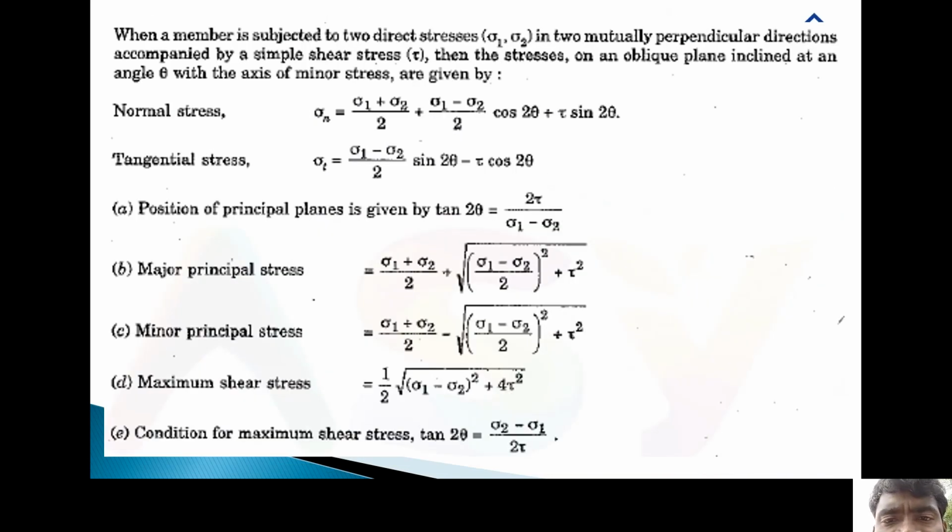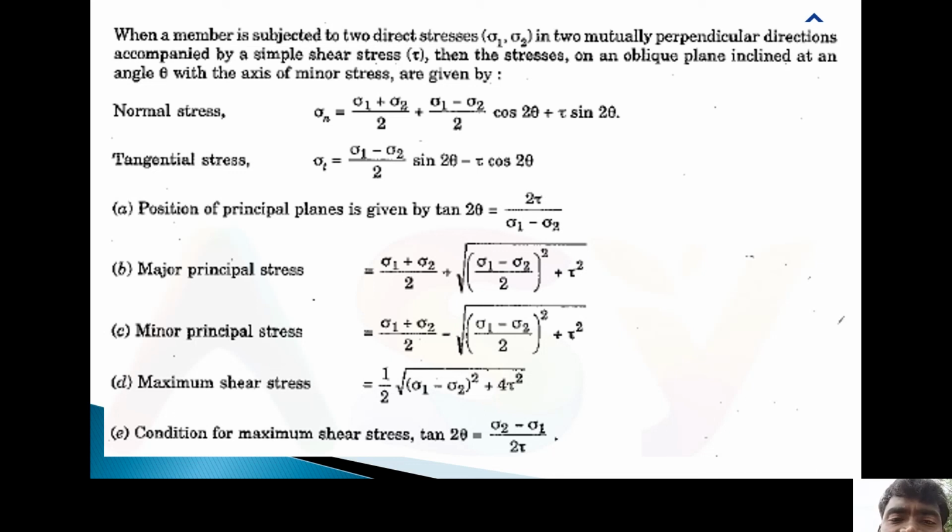These values are calculated using a Mohr circle. Another method is the analytical method. The normal stress is equal to sigma 1 plus sigma 2 by 2, plus sigma 1 minus sigma 2 by 2 cos 2 theta, plus tau sin 2 theta. The tangential stress is equal to sigma 1 minus sigma 2 by 2 sin 2 theta, minus tau cos 2 theta. These formulas are the most important for these problems.